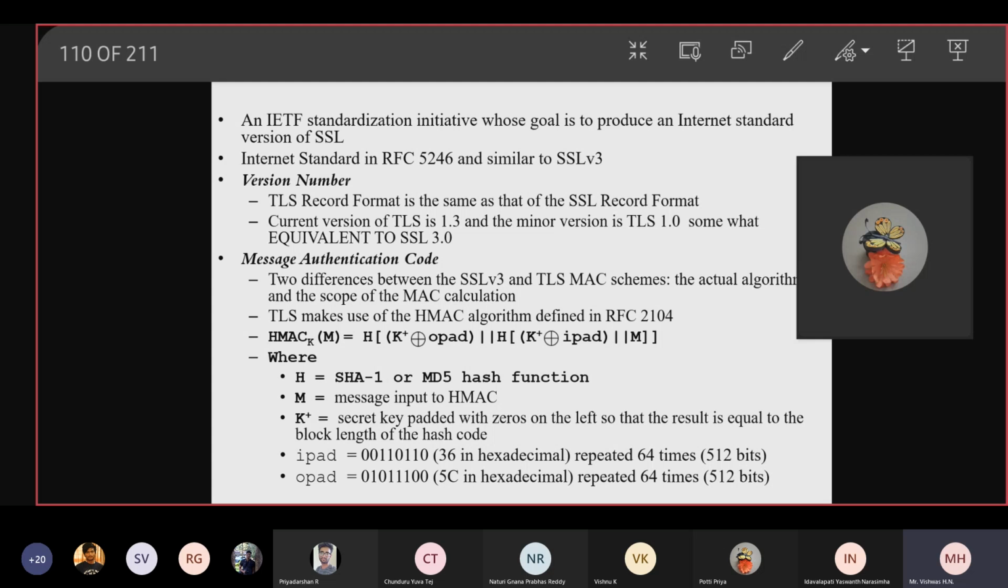So the two layers of SSL have four protocols put together. The bottom layer has the record protocol, and the top layer of SSL has three protocols. They are SSL handshake, SSL alert, and SSL change cipher specification. So this is what we discussed in the previous class.